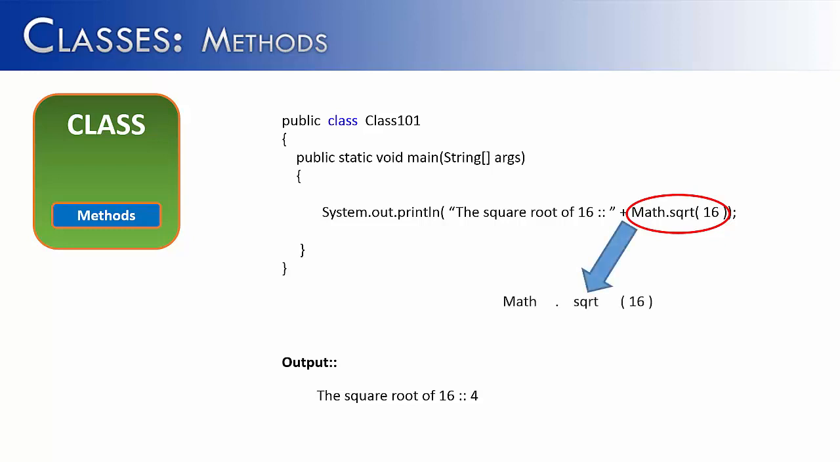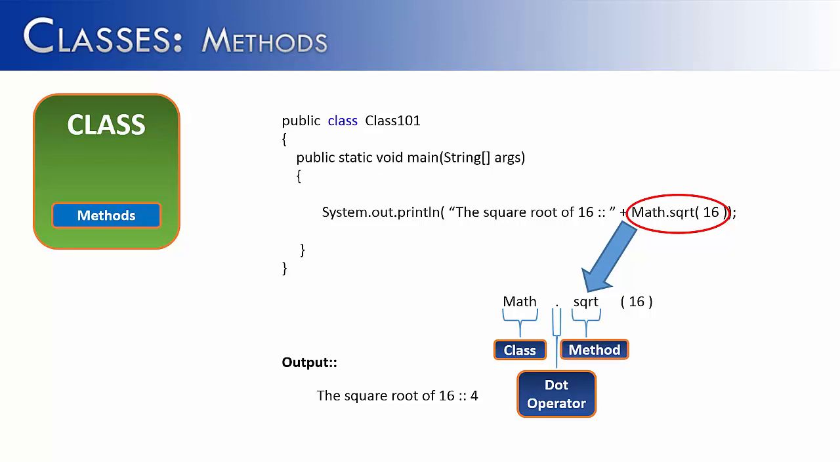So we have Math.sqrt(16). The first word, Math, is the class, or it's where we're getting the methods from. Square root comes from the Math class. The next part is the dot operator, and the dot operator is just giving us access. So in this case, it's saying square root is of the Math class. Square root is the method name, and it is the task that we're performing. Remember, it's the tools of a class, or the doers of a class.